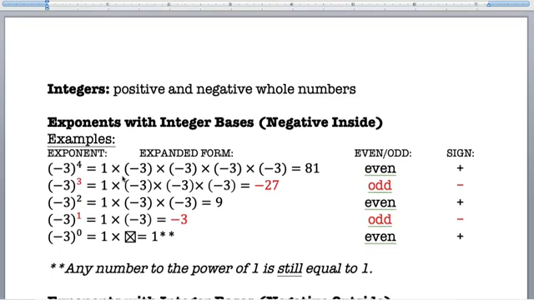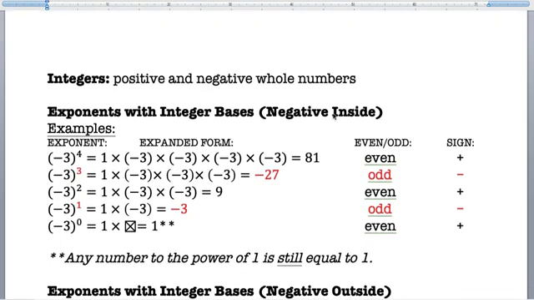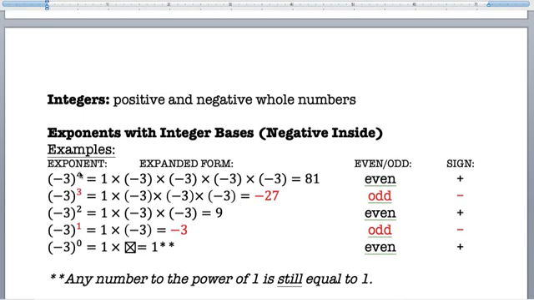So, exponents with integer bases. We're going to talk about two different situations. We're going to talk about the negative on the inside and the negative on the outside. What do we mean by that? Negative on the inside, if you notice, there's parentheses around the base number. This base number is negative 3. By putting in the parentheses, this problem shows us that the negative belongs to the 3. The negative 3 is going to be multiplied again and again. So wherever you see the 3, that negative is tagging along.